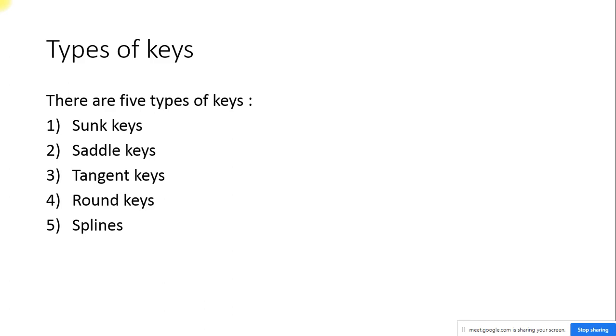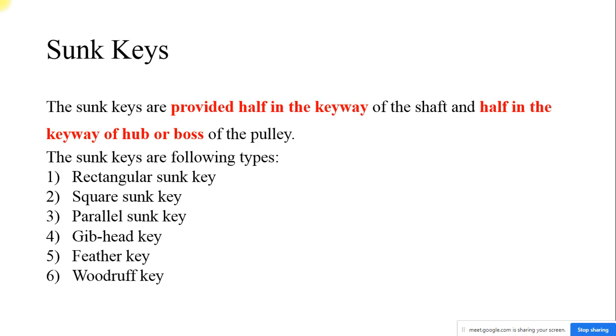Okay, let us see one by one. What is the sunk key, saddle key, tangent key, round key and a spline key? First is the sunk key. The sunk keys are provided halfway in the keyway.